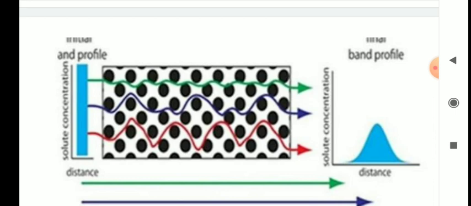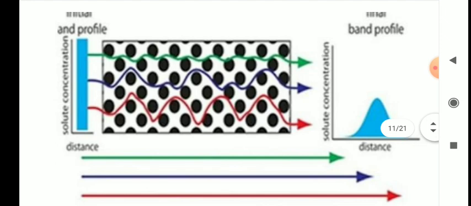The blue colored molecule has a path of lesser distance, so it will reach the column end first. The molecule which takes the black colored path has to travel a little more because its path is more tortuous. And the red path is of a third molecule. This molecule has to travel more distance because its path in the column is even more tortuous.